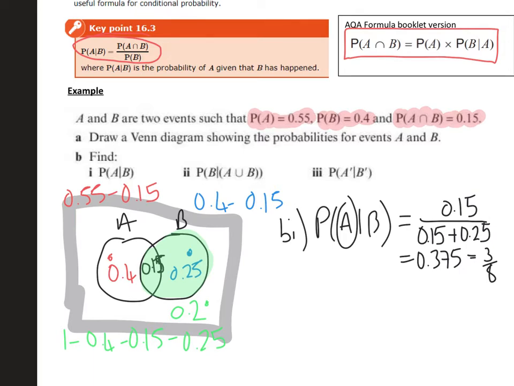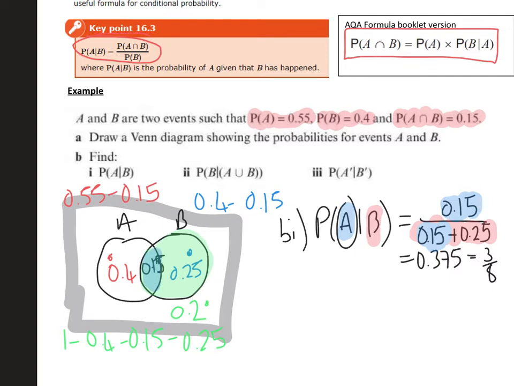So when you have conditional probabilities like this, instead of having the probability out of 1, you're restricting it, so you're having probability out of the second bit. So the second bit goes in the bottom. And you're only looking for the bits of those that include the first bit. And in this case, that was just this 0.15. That's the only bit that included the A.